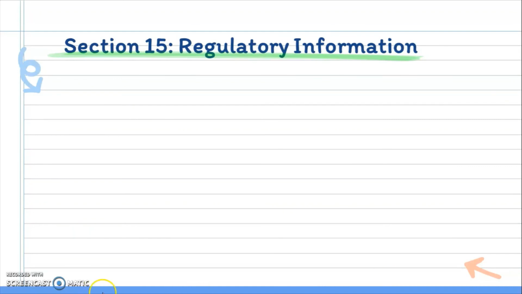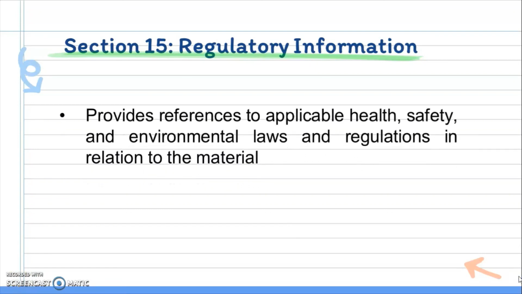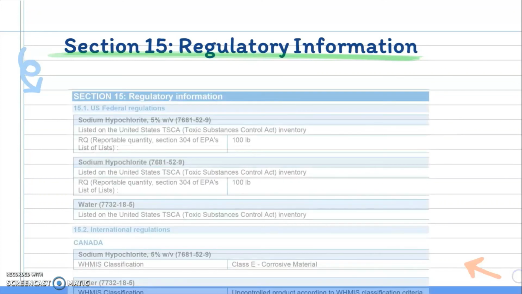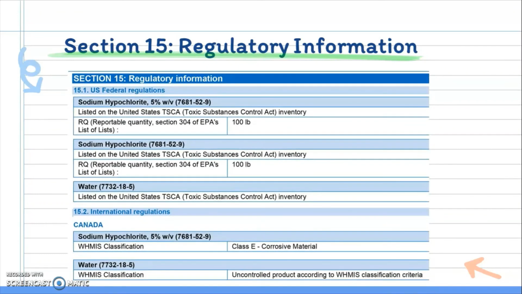Section 15 is regulatory information. It provides references to applicable health, safety, and environmental laws and regulations in relation to the material. So, lahat ng batas na related dun sa ating material is makikita natin sa Section 15. Looking at Section 15 of sodium hypochlorite, makikita natin dito yung mga US federal regulations and the international regulations.